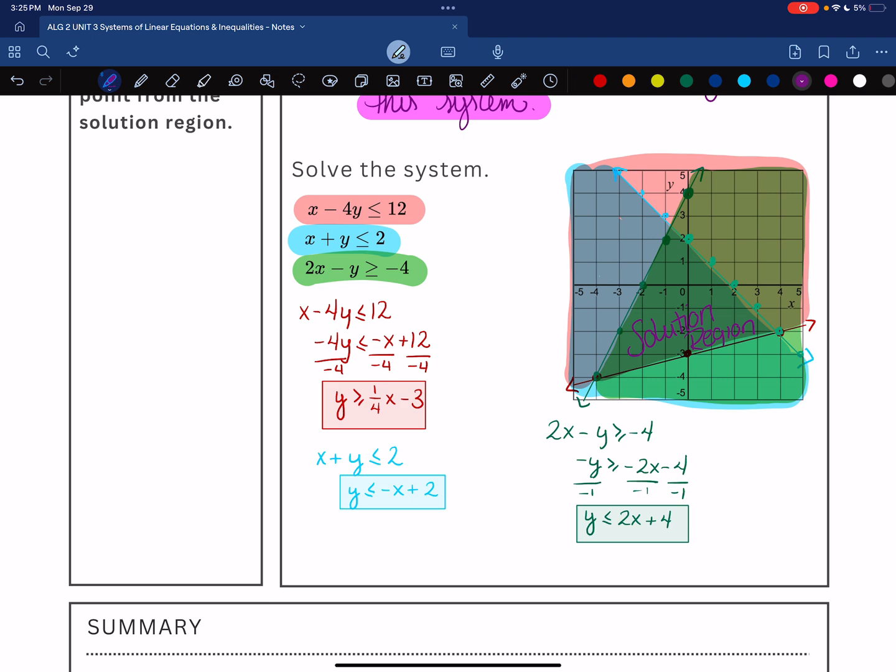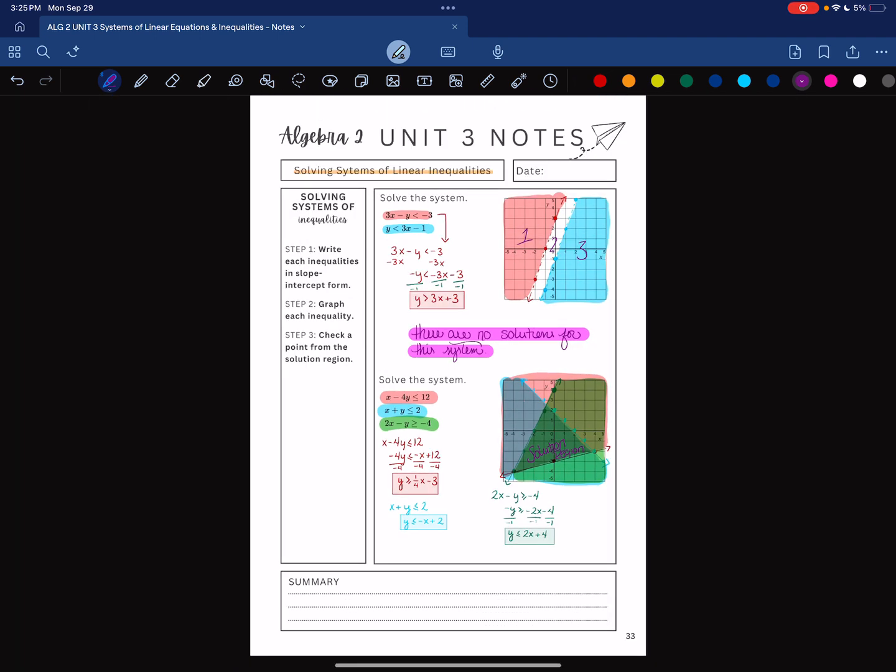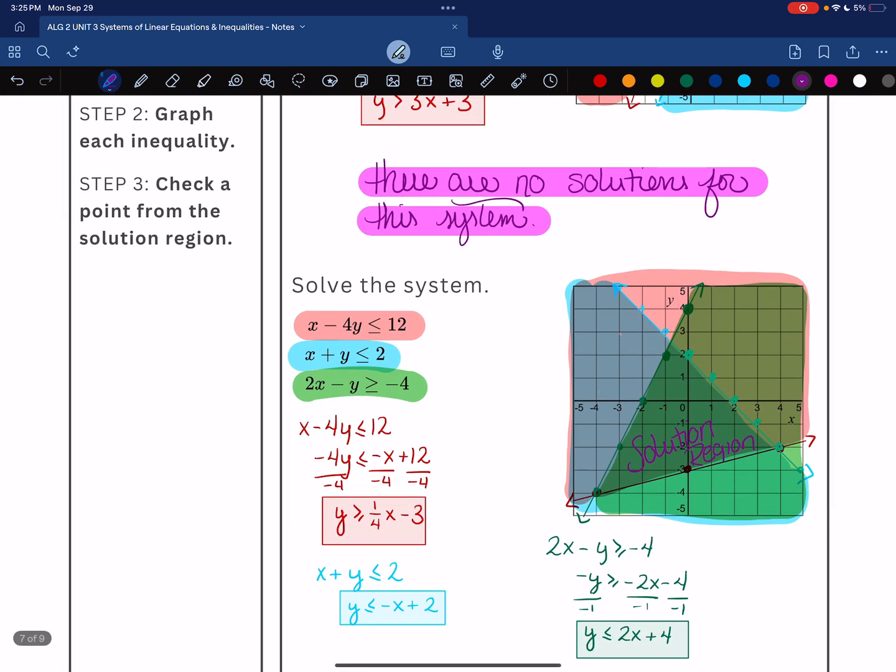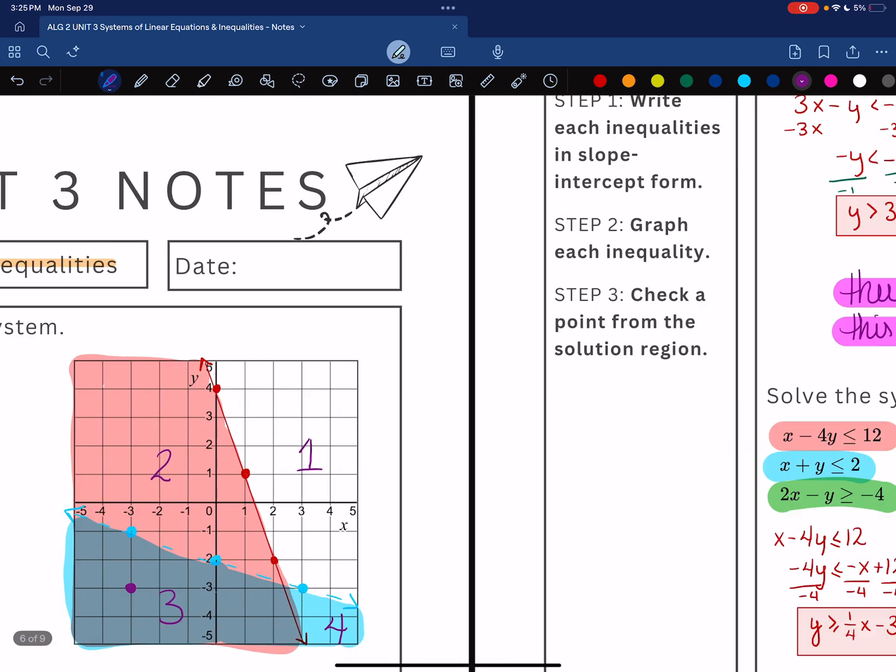So there you guys go. We have now seen how to solve systems of linear inequalities. We've seen when there are no solutions because there's no overlap. And we've even seen how we can find solutions when there's many inequalities overlapping.